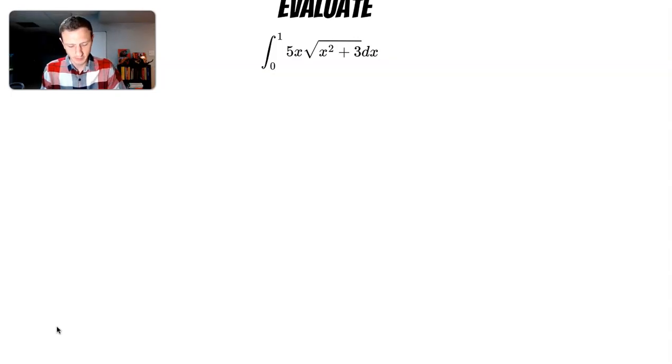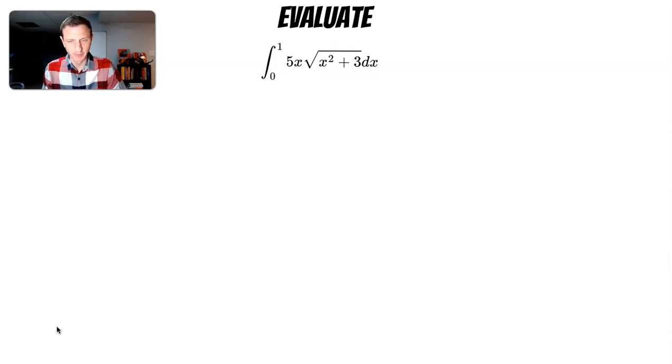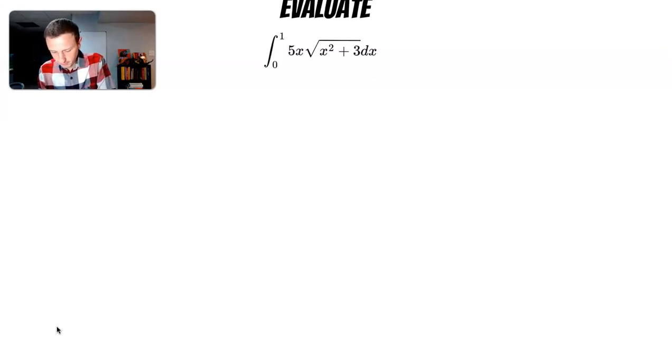In today's video, I'm going to take a look at the definite integral of 5x times the square root of x squared plus 3 dx, from 0 to 1. In this scenario, the first thing that would jump out to you is looking at using substitution, because you have that term inside the square root, but that's not always going to work out.